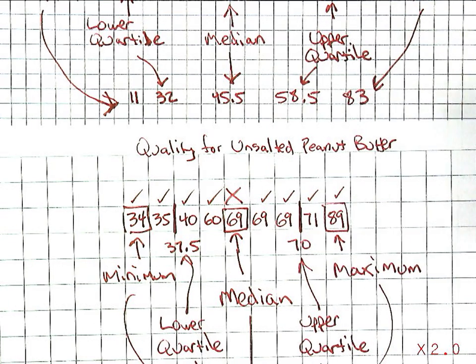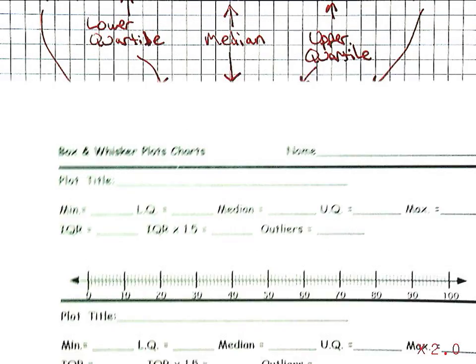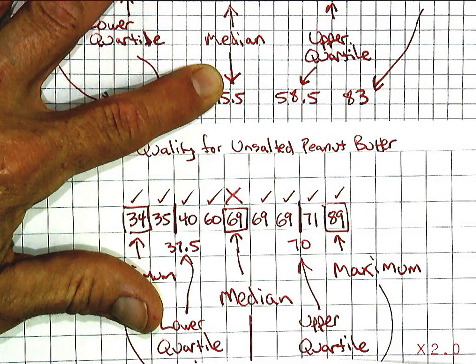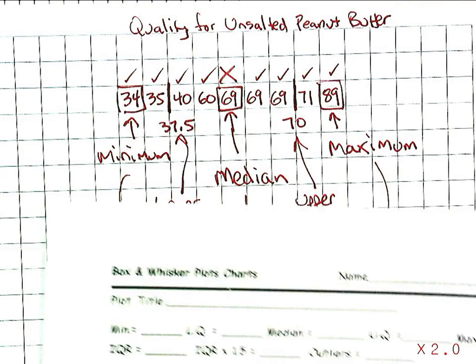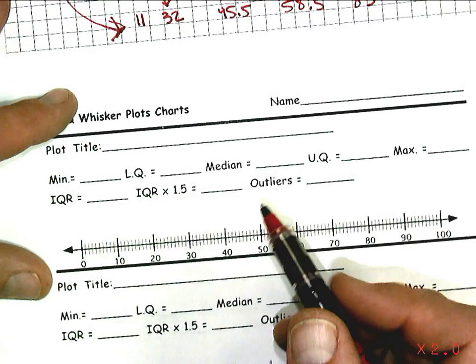So you can already get an idea, even before we put it on a box and whisker plot, that the median on this one is much lower than the median on this one. So what's that going to do to the box? Well, let's go ahead and make a box and whisker plot.